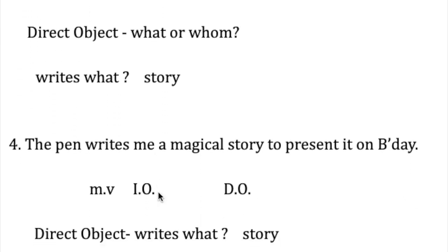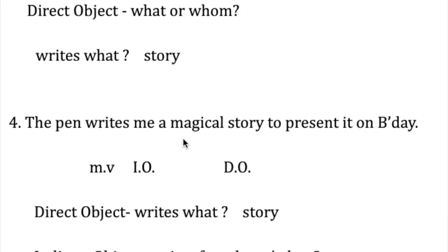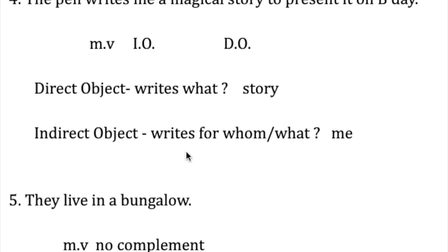Okay, how about this one? The pen writes me a magical story to present it on birthday. Okay, writes is the main verb because the pen is doing something. Good. Writes what? To find the direct object, we get this answer, story. Story becomes the direct object. Very good. And let's ask a question. Writes for whom? Or writes for what? We are getting the answer for writes for whom? Me. So me is the indirect object and it is right before the direct object. So this is how you find the direct object and indirect object, because you discovered that writes is the main verb.